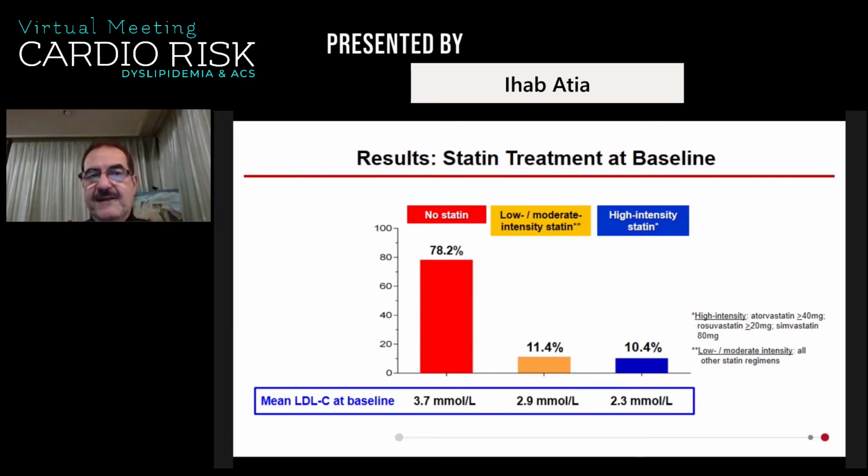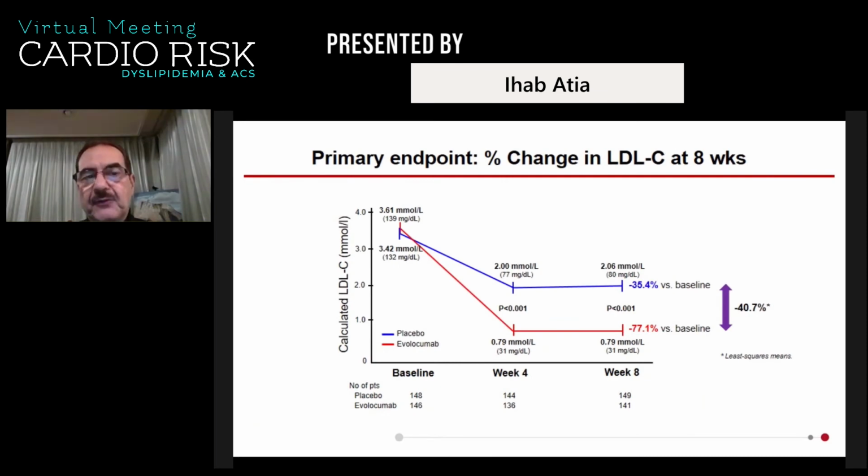These were at baseline. When you look at the primary endpoint, which is the percentage change in LDL at 8 weeks, you find an impressive reduction of 40% as early as week 4. As early as week 4, the PCSK9 inhibitor brought down the LDL to a mean of 31 milligram per deciliter compared to 77 in the placebo group, and it was maintained to week 8, again at 31 milligram versus 80 milligram in the placebo group, and this was quite impressive.